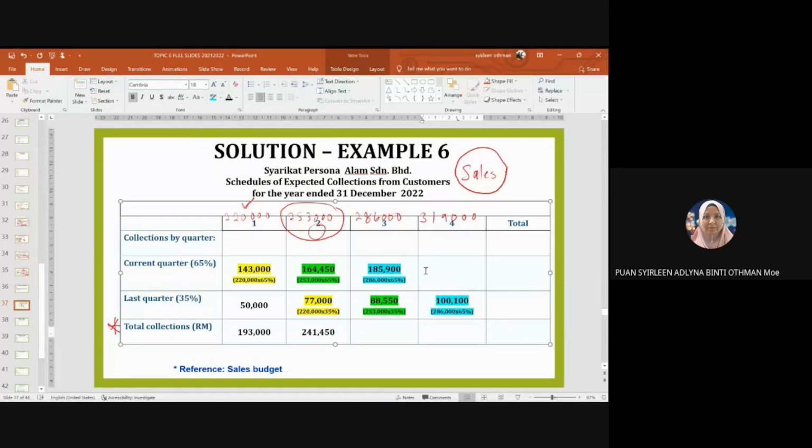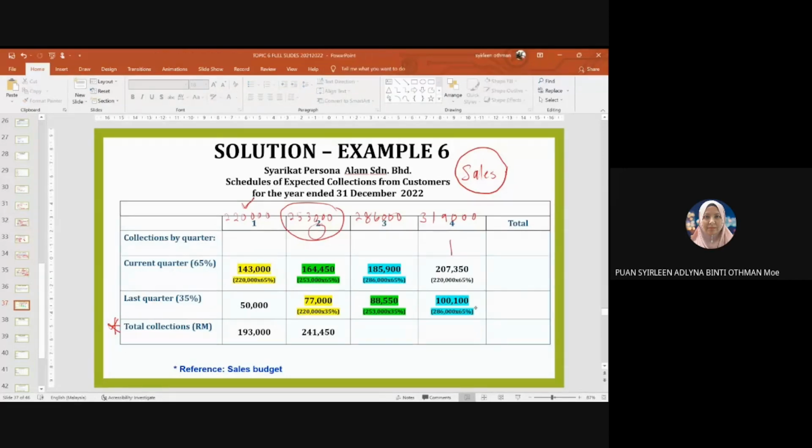Okay, kuartal yang keempat kita ada sales 319,000. So bayaran dia akan dibayar sebanyak 65% dalam kuartal yang terakhir. Balance dibayar next year, 2023. So tak nampak lah sebab I am supposed to prepare for 4 quarters only. So yang ni masih belum lengkap pembayaran sebab balance daripada 319,000 ni akan dibayar next quarter. Okay, so you just total up sajalah. Alright. So this is your schedule for collections.